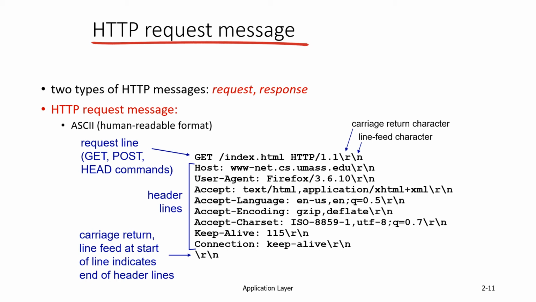What is the name of the host? net.cs.umass.edu. Then what is the user agent we are using? That is, what is the web browser. We are using Firefox version 3.6.10. We are going to accept text and XML as part of the response. The language we are using is English US, and we have a default quality value of 0.5. Encoding is gzip, and we are using the character set defined by ISO 8859. Keep-alive is 115 seconds, and the connection is going to be kept alive.